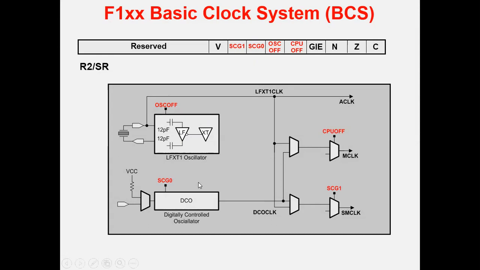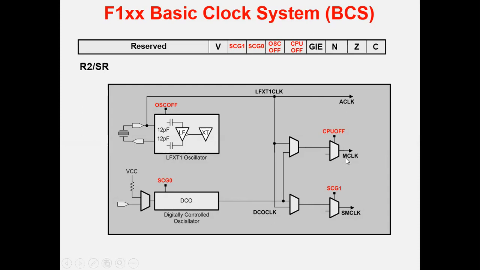And coming to the other one, DCO is the digitally controlled oscillator. This generally provides high frequency oscillations, and it doesn't require an external oscillator for providing the frequencies. And this DCO is given for both M clock and SM clock. For getting M clock and SM clock, this will be the source, and even for getting M clock and SM clock, here we are also getting the input from the low frequency oscillator.